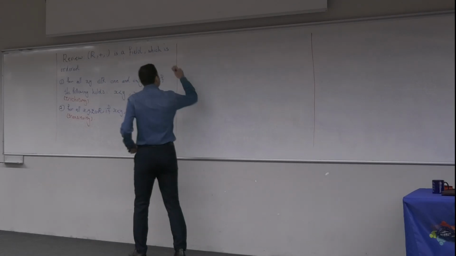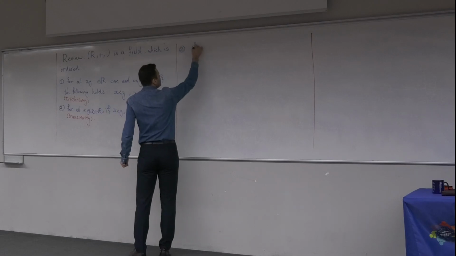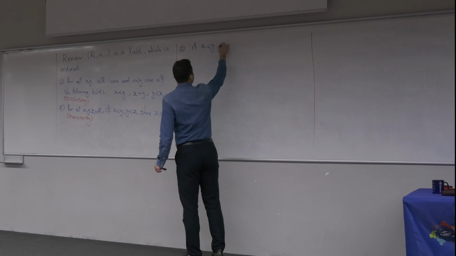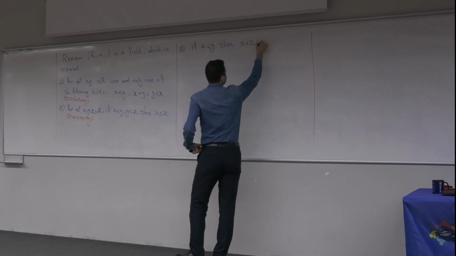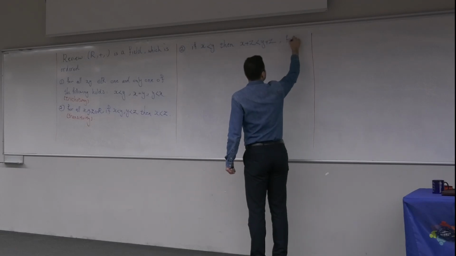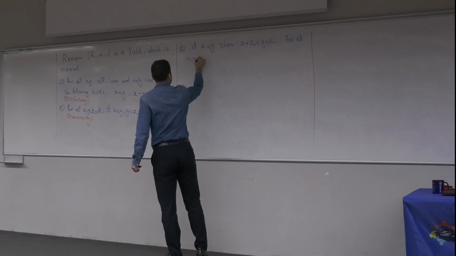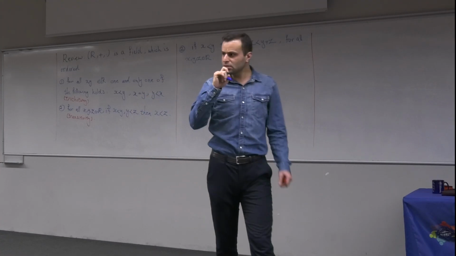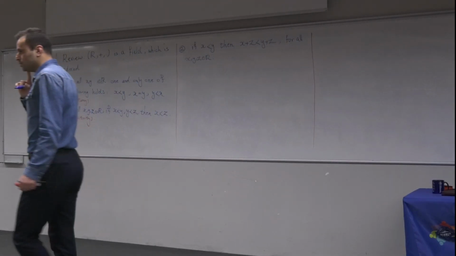Which means that we need to also have 2: if x is less than y, then x plus z is less than y plus z for all x, y. What does this mean? How can we interpret this?